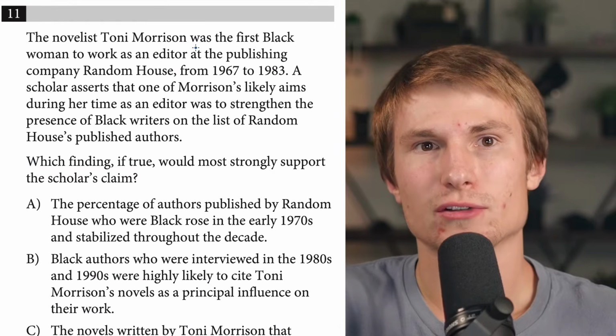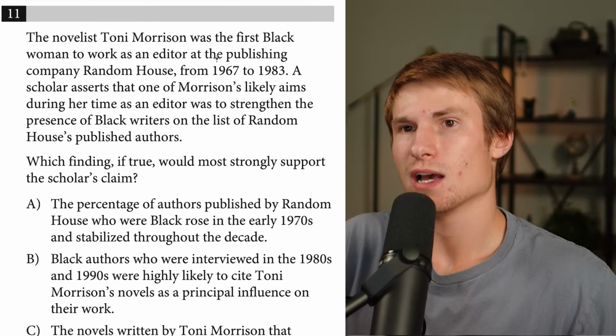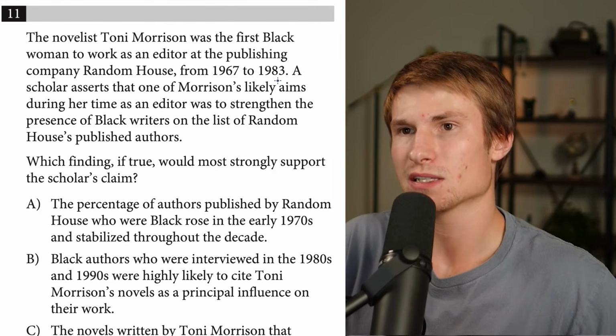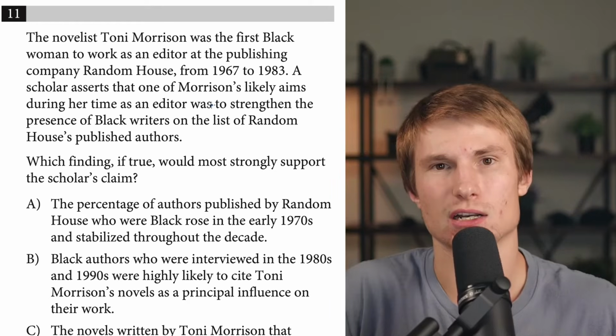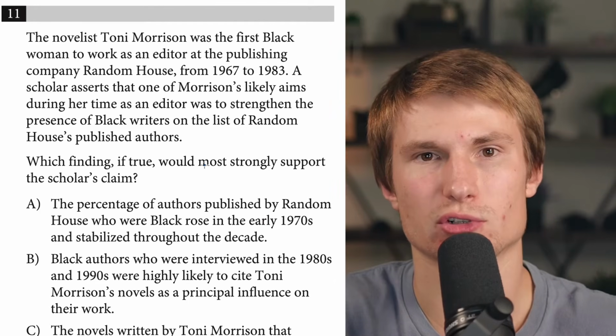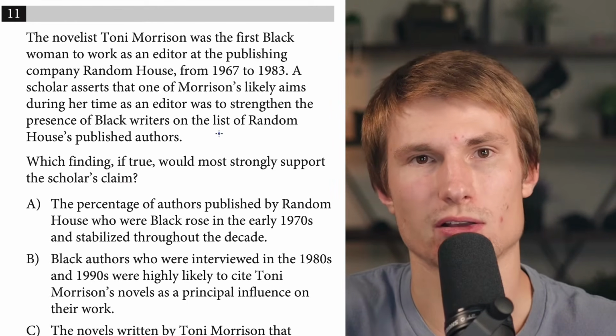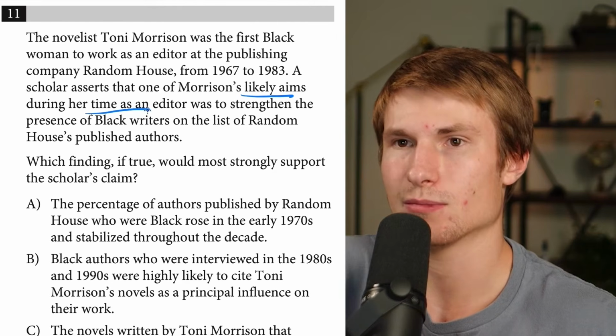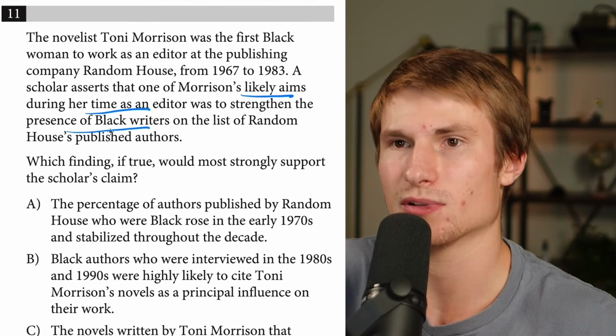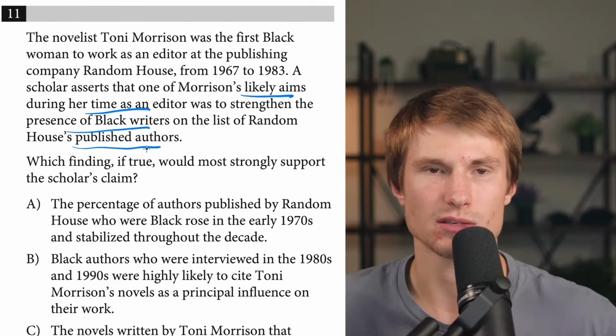Question 11. The novelist Toni Morrison was the first Black woman to work as an editor at the publishing company Random House from 1967 to 1983. A scholar asserts that one of Morrison's likely aims during her time as an editor was to strengthen the presence of Black writers in the list of Random House's published authors, which finding, if true, would most strongly support the scholar's claim. Okay, keep in mind the claim is that one of Morrison's likely aims during her time as an editor was to strengthen the presence of Black writers on the list of Random House's published authors. We have option A.